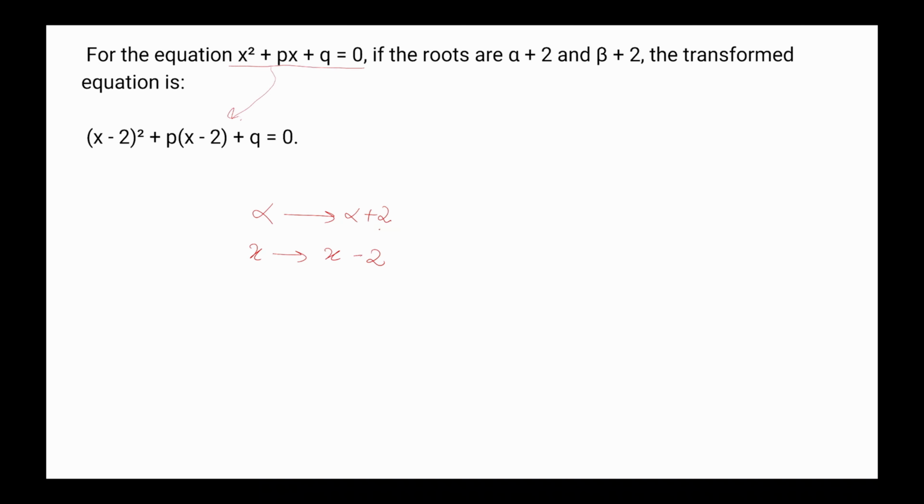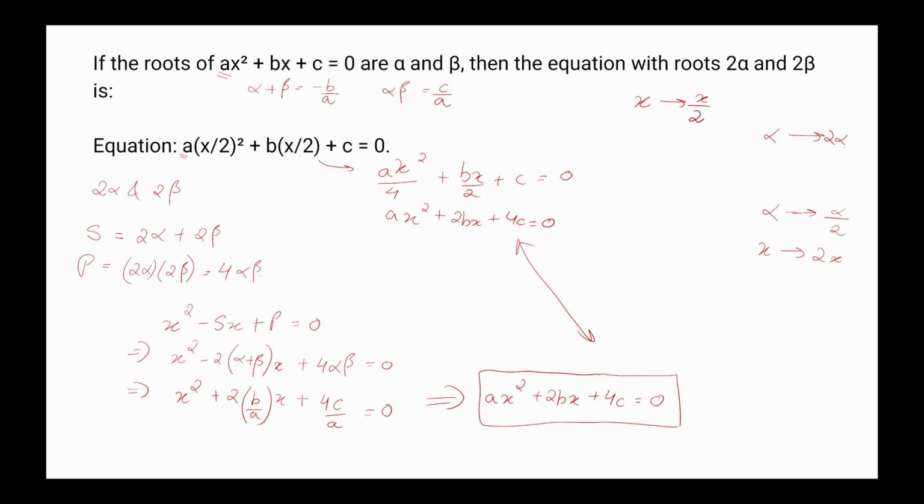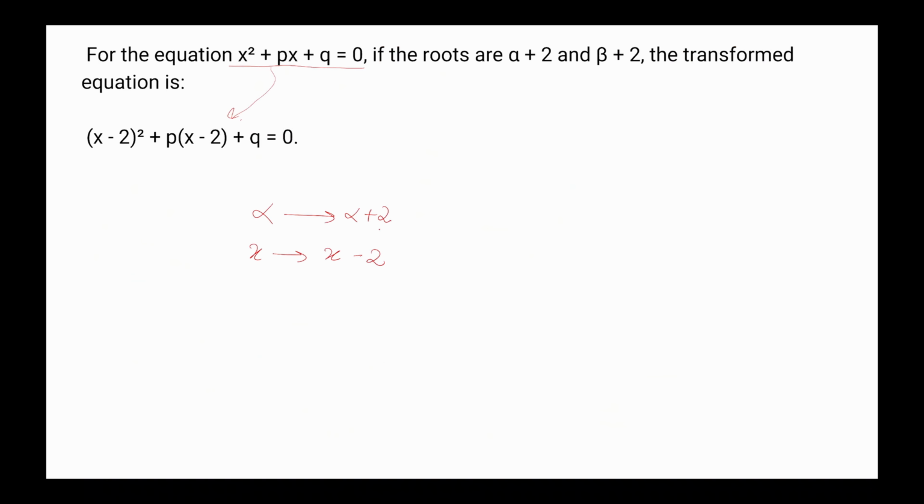If let's say the shortcut trick is not very comfortable for you, simply what you can do is use this entire format that we just studied: find out the sum, find out the product, write down the equation, and then replace your values of alpha plus beta and alpha beta. Then also you can get the equation. So this was a shortcut trick for you to find out your roots.